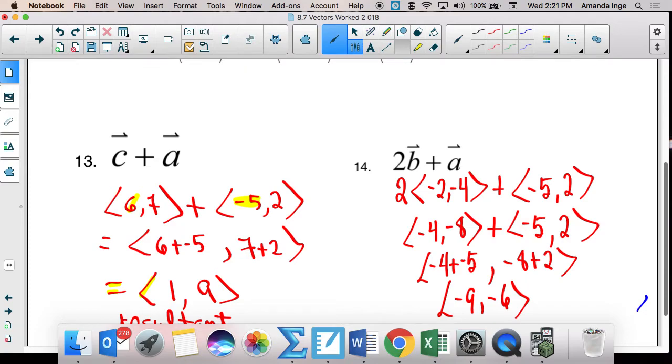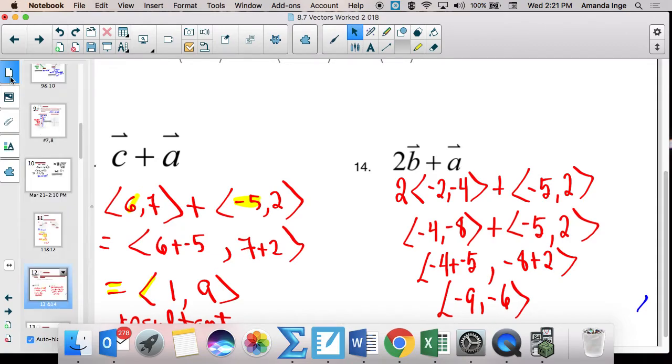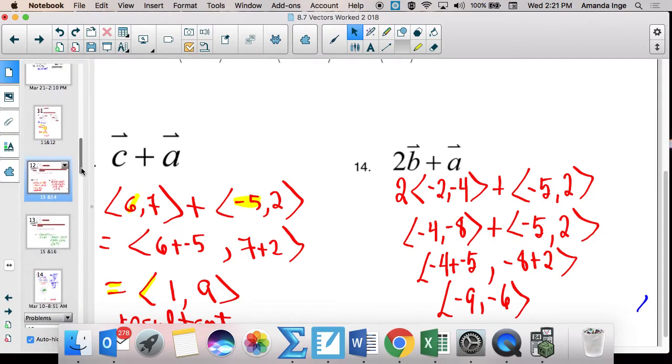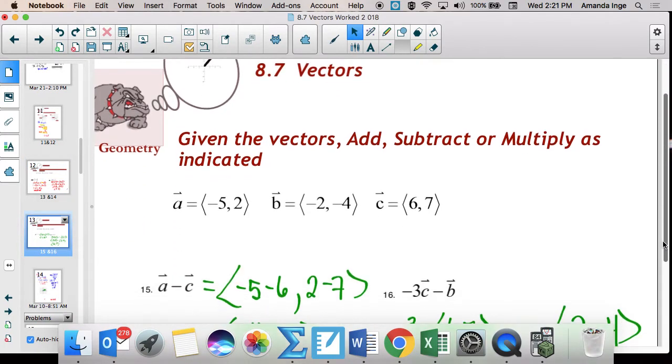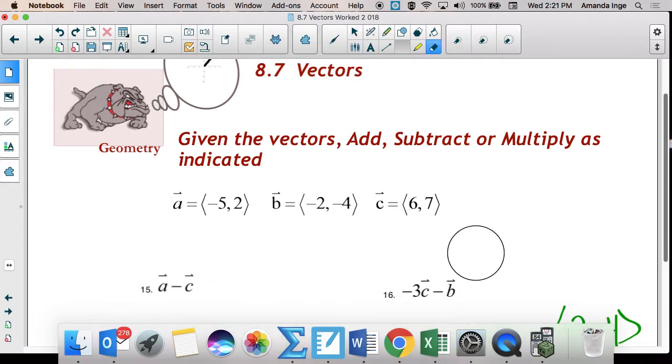All right, see if y'all can do number 16. See if y'all can do number 16, y'all. Jordan.